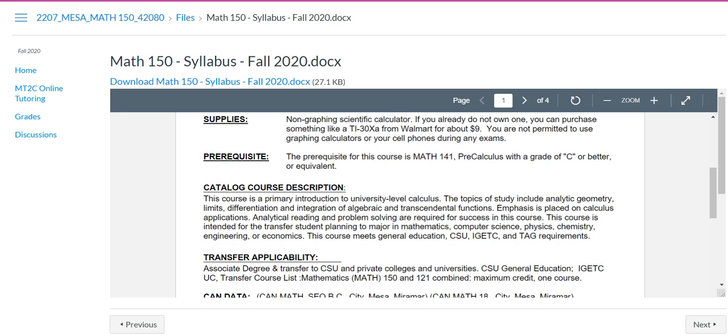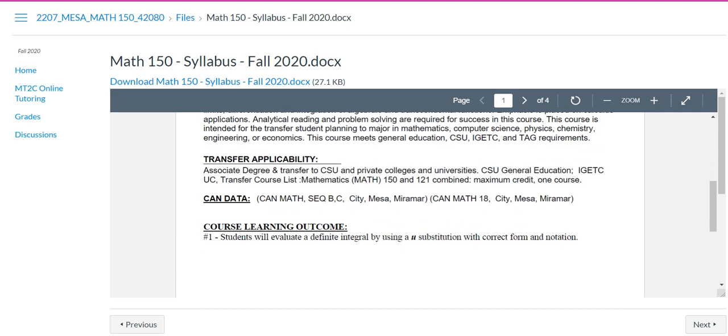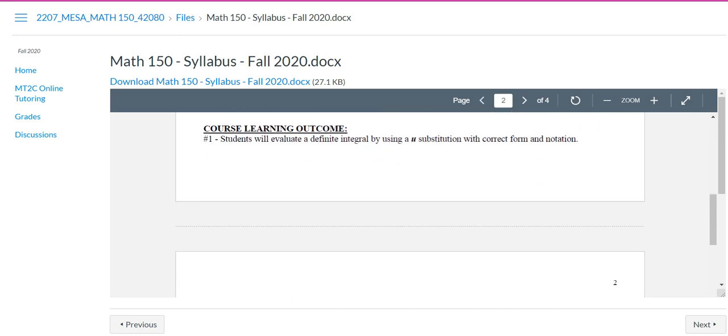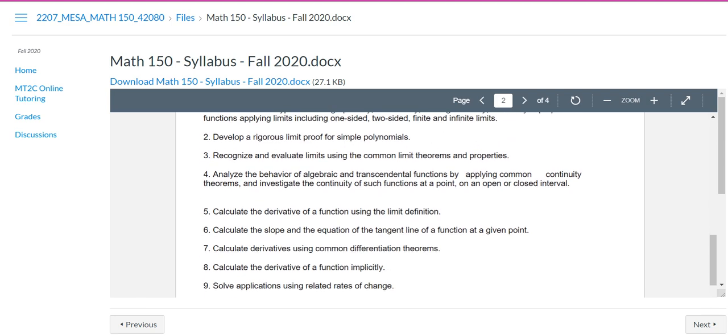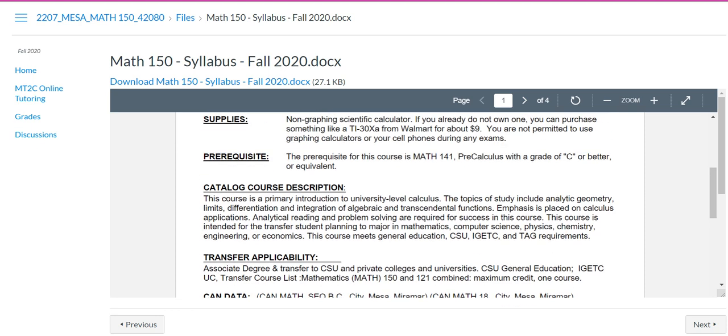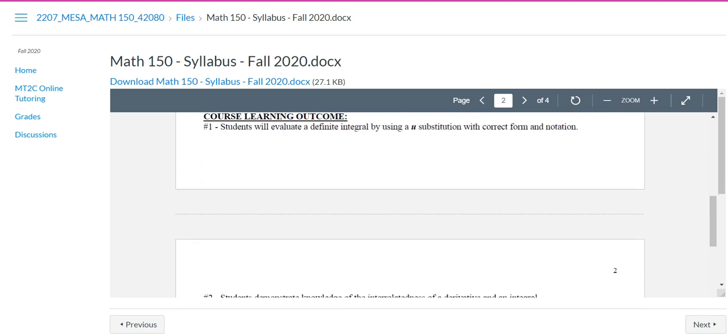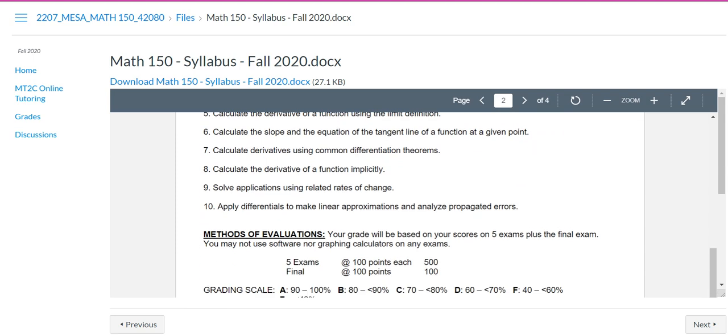Now, the catalog course description is pretty much what it says. This is a transferable course, and it transfers all across the US as calculus. So it does articulate with other campuses. The course learning outcomes, don't worry about those. The objectives to me are like the catalog course description, so you can read those.